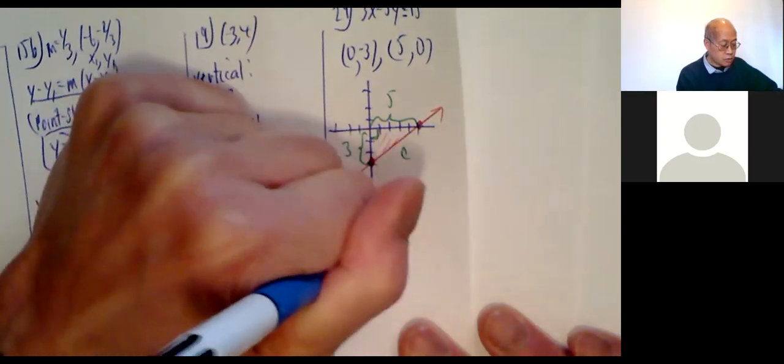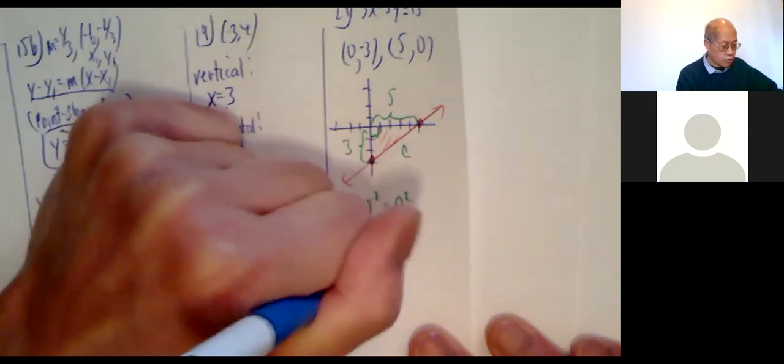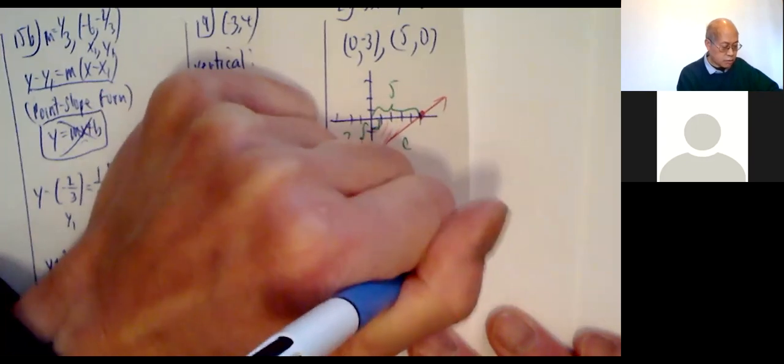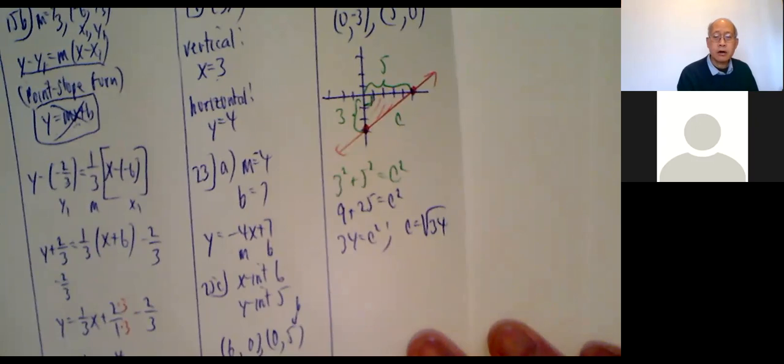9 plus 25 equals c squared. 34 equals c squared. Take the square root. c equals radical 34. Okay, so this is now radical 34.